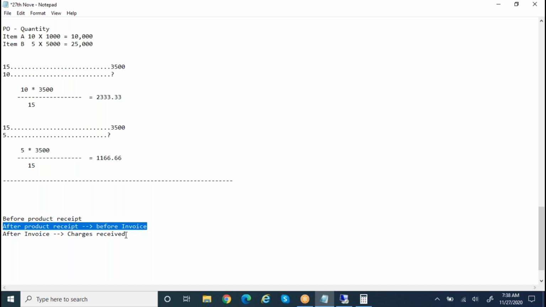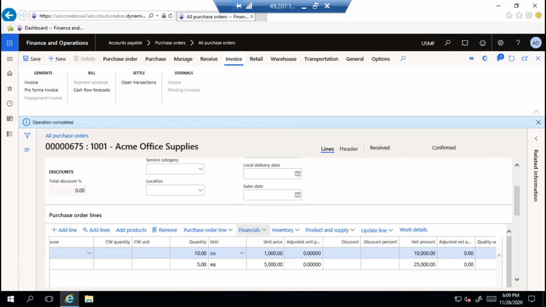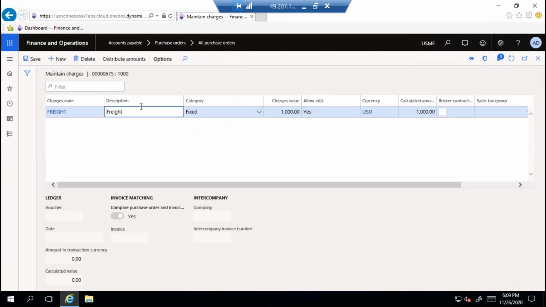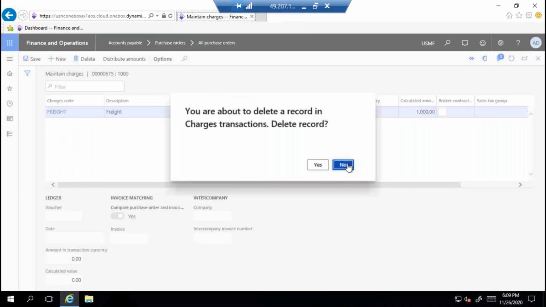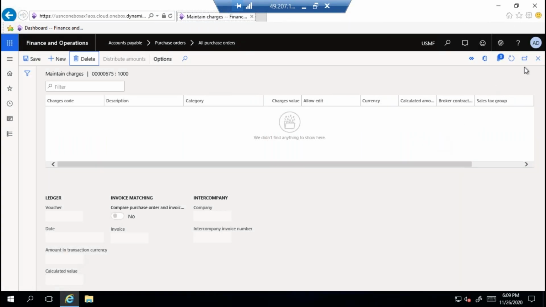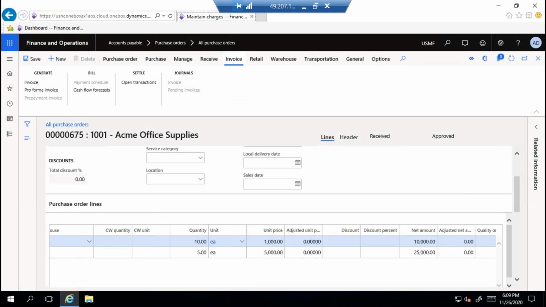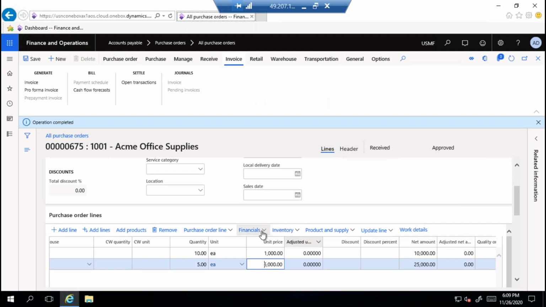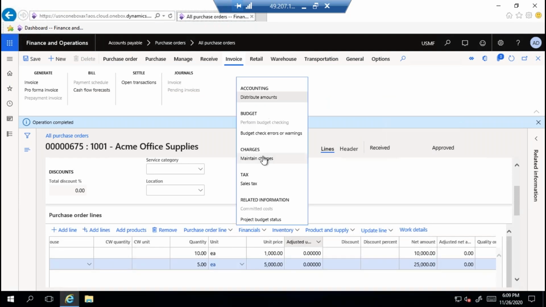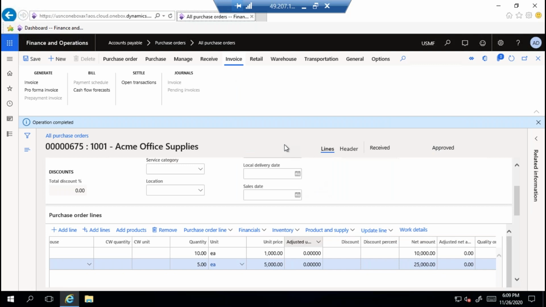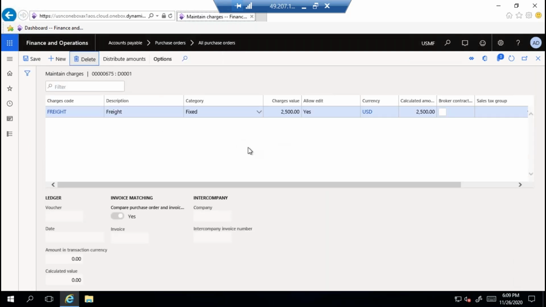Yes. Okay, next one: sometimes I will receive the charges after invoicing. This is a very rare scenario. In that case, what happens? So let me delete these charges now. I'm showing everything in one place, but you can practice with different purchase orders. Before invoicing, at any point of time, you can do it. It's not an issue. If it is after invoice, what happens? We need to understand.